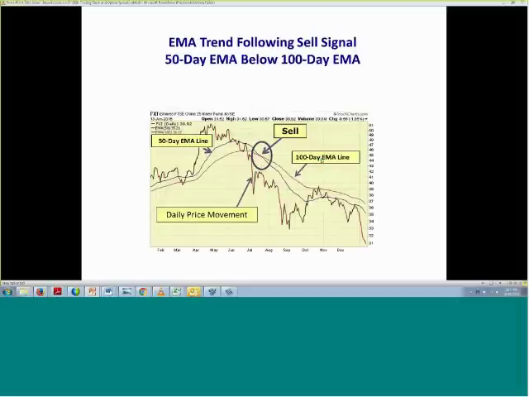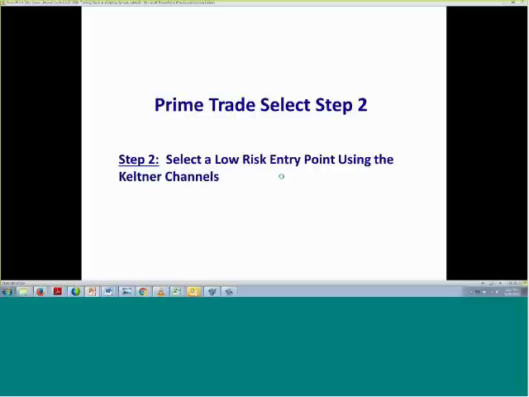And here's an example of a sell signal, the FXI. The blue 50-day EMA crossed below the 100-day EMA, so that ETF at that point was on a sell signal, and as long as the 50-day is below the 100-day, it remains on a sell signal.